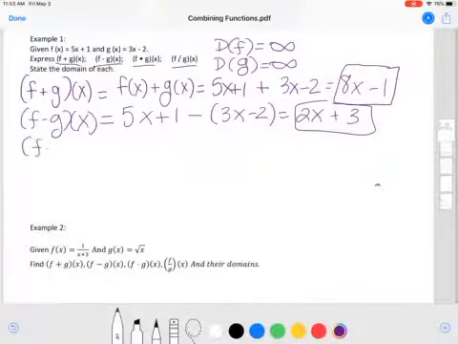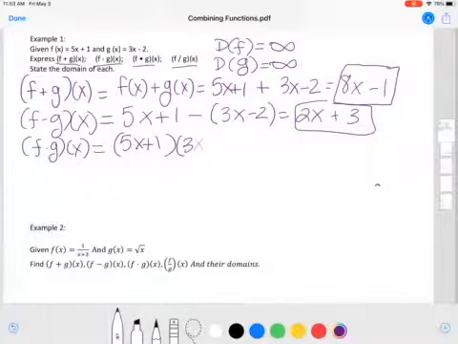For f times g, I'm going to take f, which is 5x plus 1, and multiply that by 3x minus 2. And I would have to FOIL that, right? 5x times 3x, and then 5x times minus 2, etc. I'll let you guys do that, but you would multiply that out. And then, of course, my domain, again, where they overlap, is all real numbers.